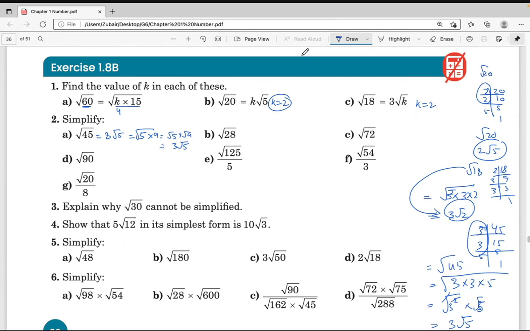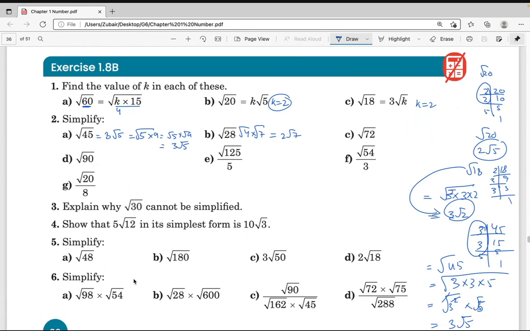So the next one will be 2 under root 7. That is right, 2 under root 7. I can see this is 4 into 7. Square root 4 into square root 7. 4 times 7 is 28, and square root 4 is 2, so 2 square root 7. The approach could be different, but you'll get the same answer.